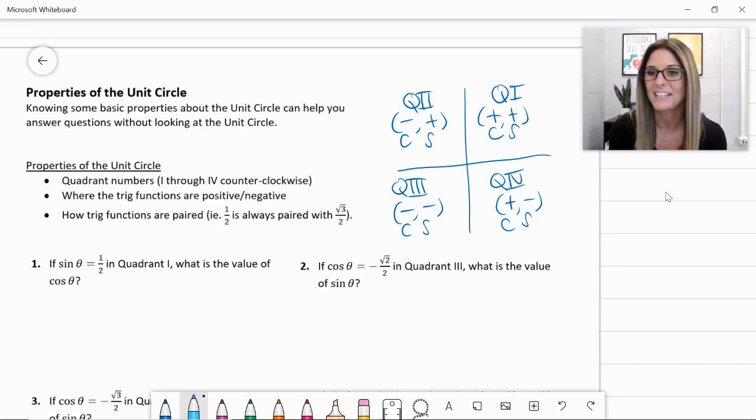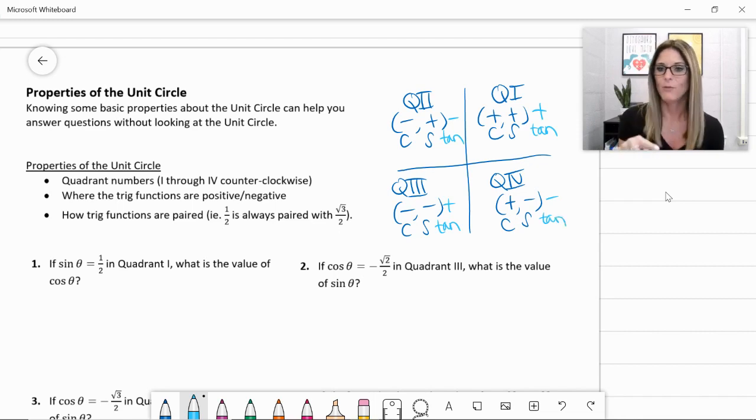I'm also going to add in here our tangent values. In the first quadrant, tangent is positive. Second quadrant, tangent is negative. Third quadrant, tangent is positive. And in the fourth quadrant, tangent is negative. Remember, the second and fourth tangent is negative, capital letter N, same diagonal. So now, how are you going to memorize all of this?